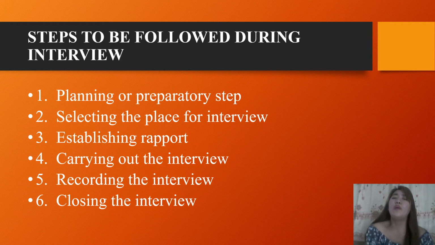Okay? So, what are the steps to be followed during interview? Of course, we have planning or preparatory step. Planning, we all know that this is very crucial in every circumstances. Okay? Because if you are prepared enough to conduct the interview, then you will be having a successful result. Number 2, select the place for interview. Of course, the place should be comfortable on the part of the interviewer and, of course, on the part of the interviewee. Number 3, establish rapport, so be friendly as the interviewer. Carrying out the interview. Number 5, recording the interview. Then after that is closing the interview.